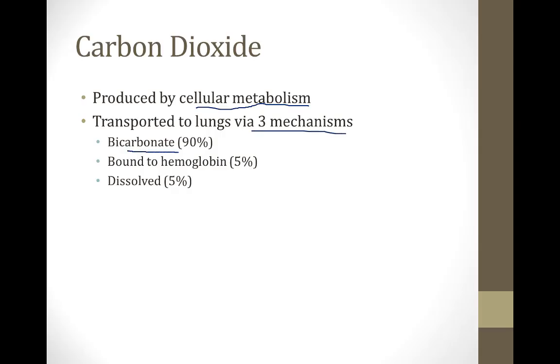The most important is in the form of bicarbonate. About 90% of the carbon dioxide is converted to bicarbonate and transported to the lungs. We'll talk about that in a minute. There's a smaller amount that's bound to hemoglobin. We'll also talk about this. And then finally, a tiny amount of carbon dioxide is just dissolved directly in the plasma.